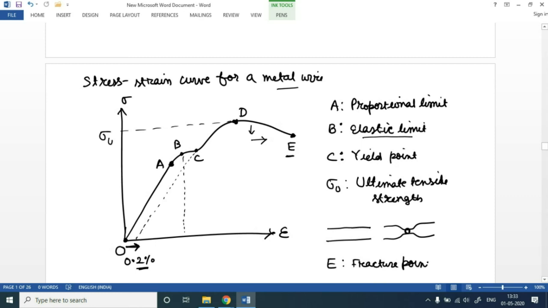Okay, so we have looked at a general stress strain curve for a metal wire. Obviously, you can draw a stress strain curve for different types of material, so this graph will be different as well.